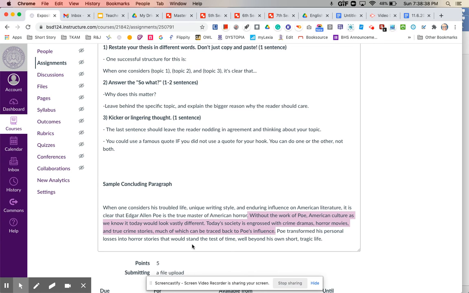That's my so what. And then I have my kicker. Poe transformed his personal losses into horror stories that would stand the test of time well beyond his own short, tragic life. So that is just sort of my last piece that I'm leaving the reader with, reminding them of how tragic his life was and how he then used that for his art.